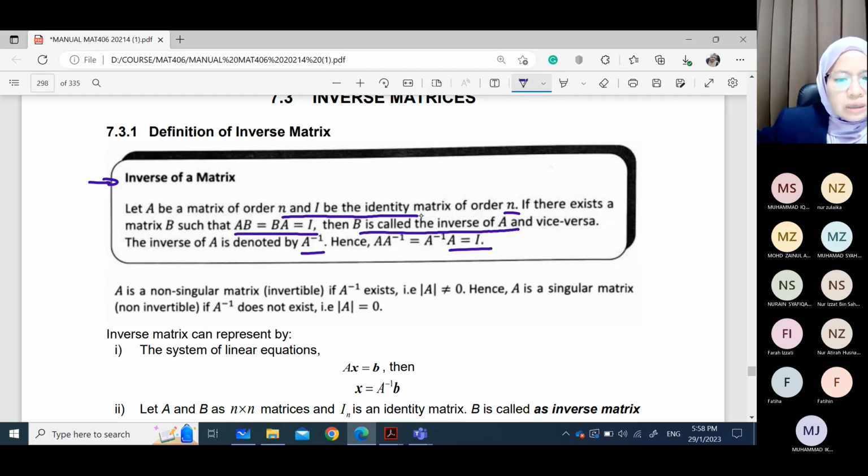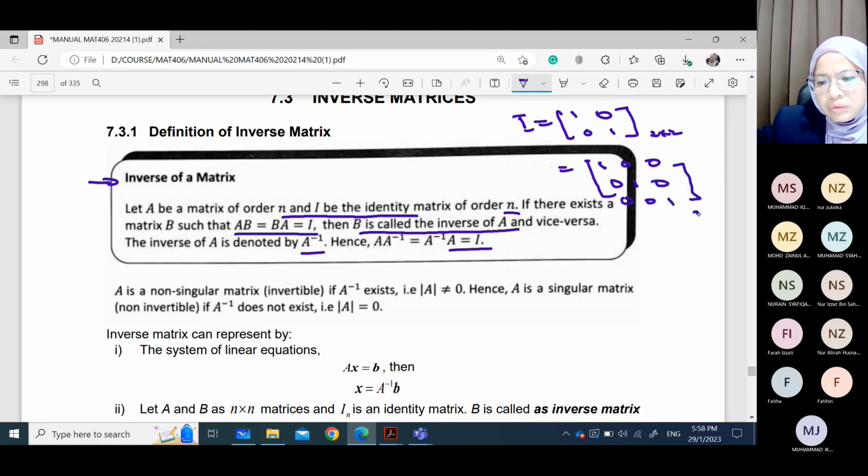Okay, so kalau kita ada 2 by 2 matrices, so the identity for 2 by 2 it will be apa dia? 1, 0, 0, 1. Ni kalau 2 by 2. Kalau 3 by 3, 3 by 3 is 1, 0, 0, 0, 1, 0, and 0, 0, 1. So this one is identity for 3 by 3 matrices. Okay. Right.